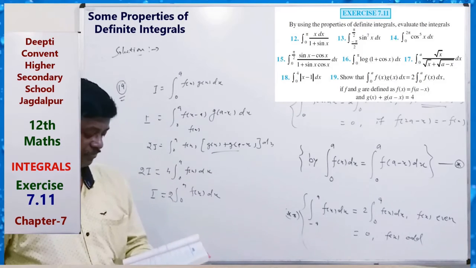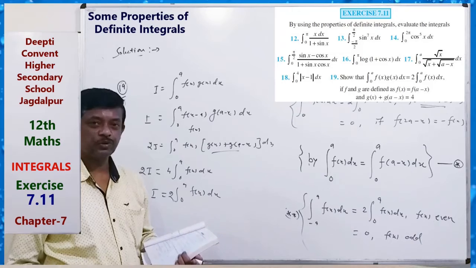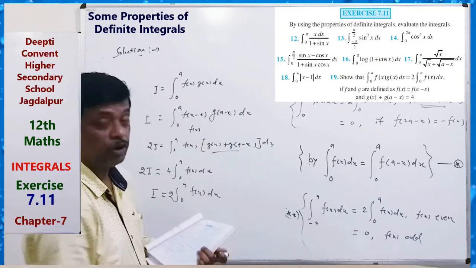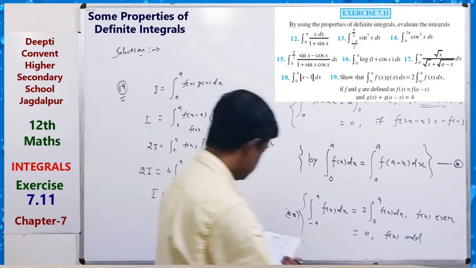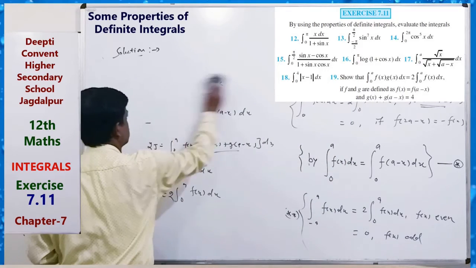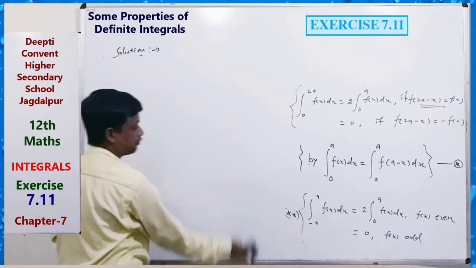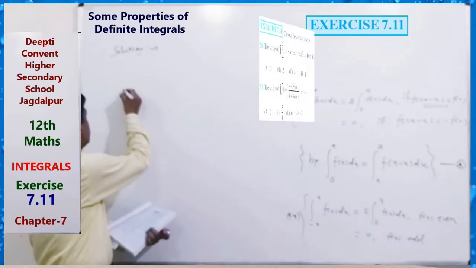Simple. Now question 20. In question 20, see the objective type questions. Here there are 4 parts.